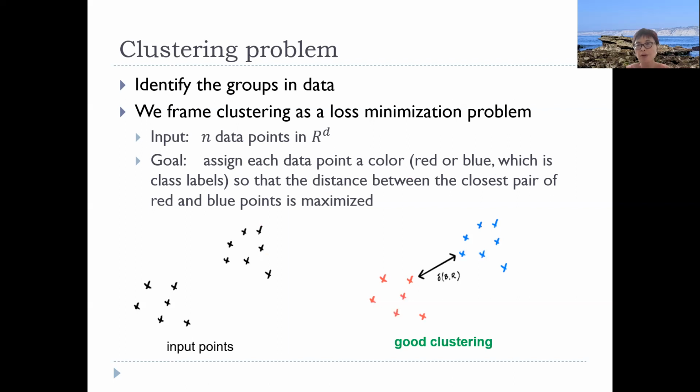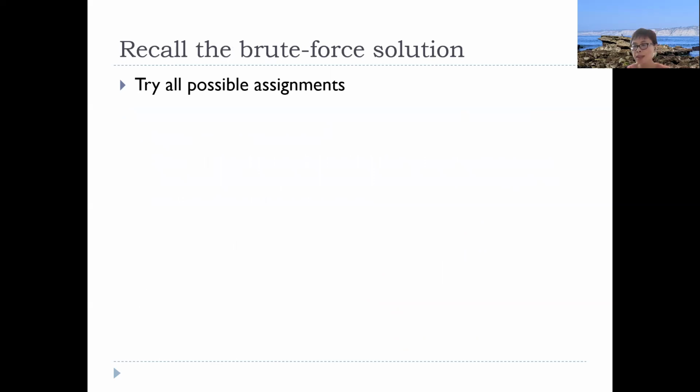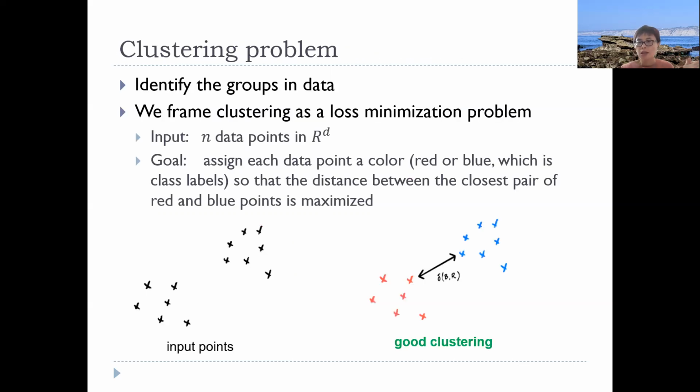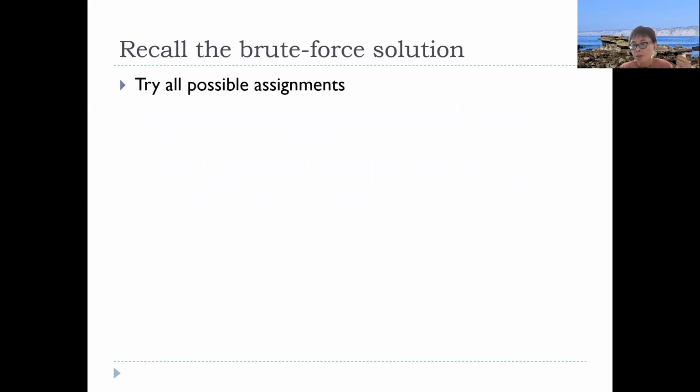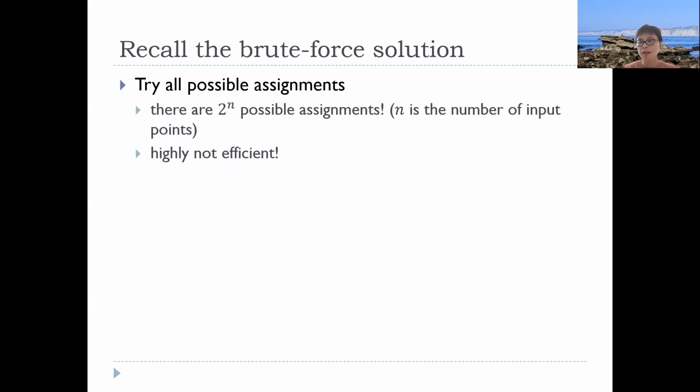Remember in the first class, how did we solve this? We said, here's a way to solve this optimization problem. I can just enumerate all possible assignments of red and blue to each of the nodes. For each assignment, I check the distance between the closest red and blue points, and I return the one where this quality is maximized, the best. Of course it works, but it's not a good algorithm, because the number of possible assignments is 2 to the n, where 2 is the number of clusters you have.